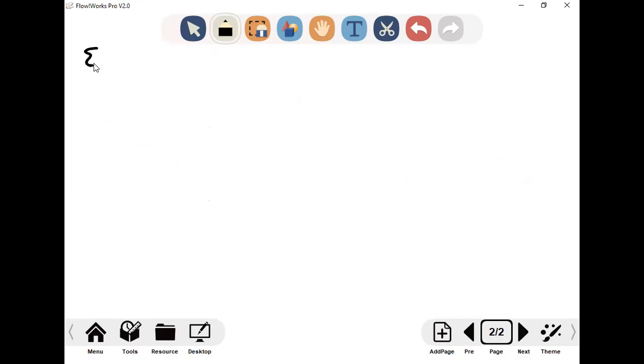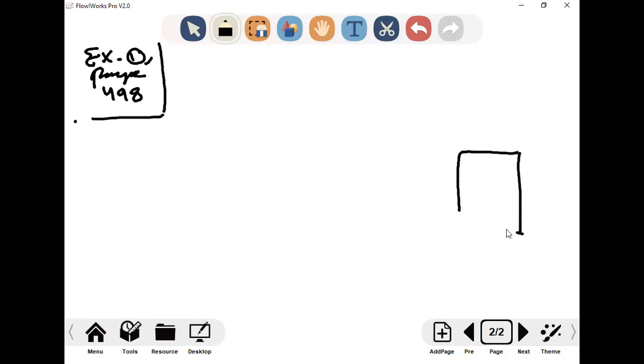Example 1, we are on page 498. Leave everything, just focus on the board, please. In example 1, page 498, we have down a rectangular prism, right?